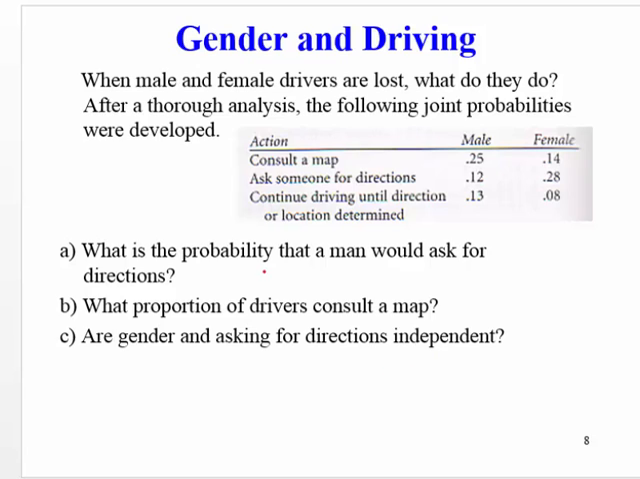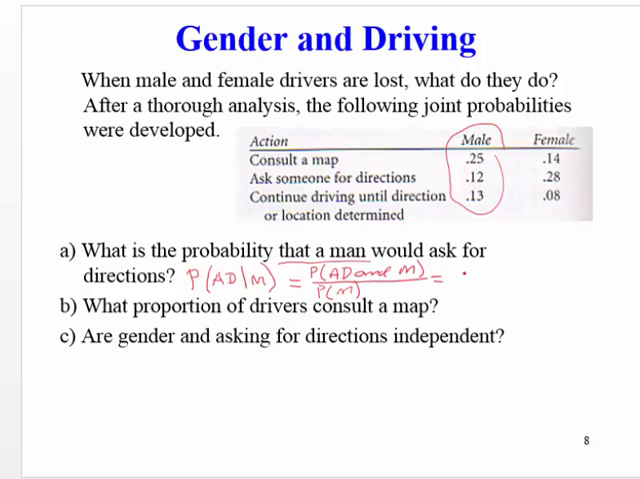Okay, another example. What is the probability that a man would ask for directions? That's a conditional probability. We're just talking about men. So it's the probability that a man would ask for directions given that you're male. Right now we're just concerned about the men. So that's equal to, well, this is on the denominator, the probability of men, and this is the probability of ask for directions and men.